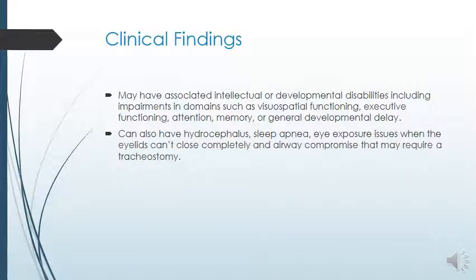Patients with Apert syndrome may have associated intellectual or developmental disabilities. Specific cognitive deficits that may impact children with this disease include impairments in domains such as visual, spatial functioning, executive functioning, attention, memory, or general developmental delay. In addition, Apert syndrome can be associated with hydrocephalus, sleep apnea, eye exposure issues when the eyelids can't close completely, and airway compromise that may require a tracheostomy.